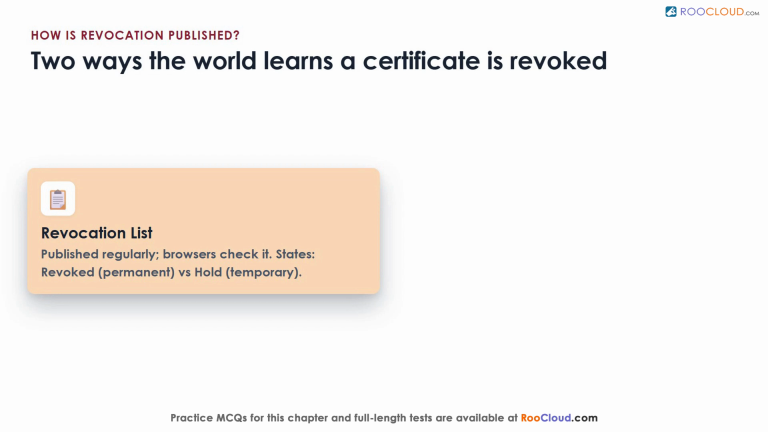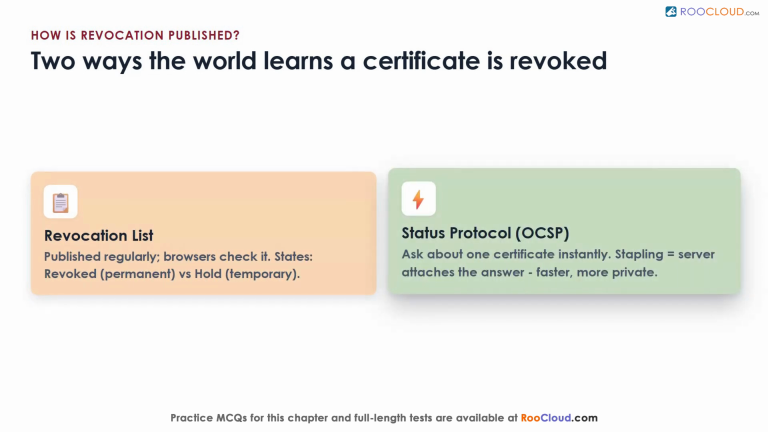But downloading whole lists is slow, so there's a faster way. A status protocol lets a client ask about one certificate instantly. An enhancement called stapling lets the web server attach the answer itself. That improves performance, security, and even user privacy. Now the auditor's lens.